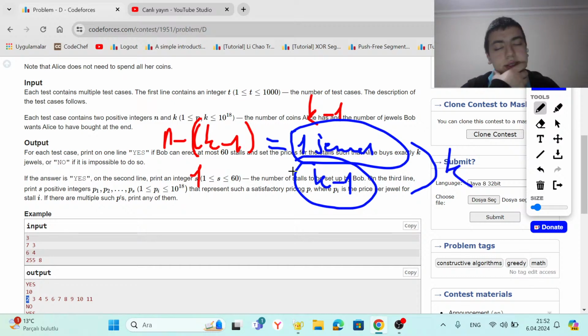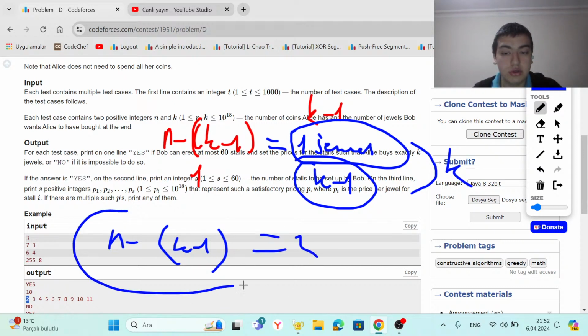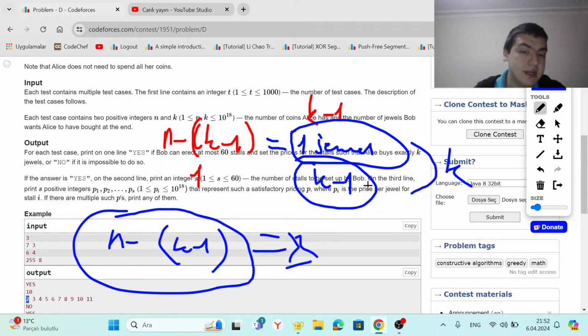The no case comes from here. If we put k minus 1 and n minus k minus 1, and if we can buy 2 jewelries with this cost, then with more jewelries here, our cost will not be k minus 1. So our cost will be smaller.